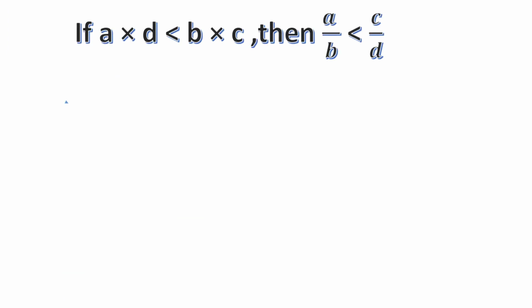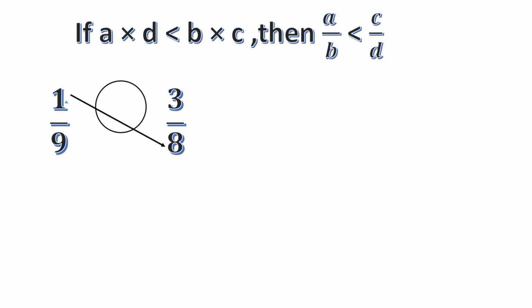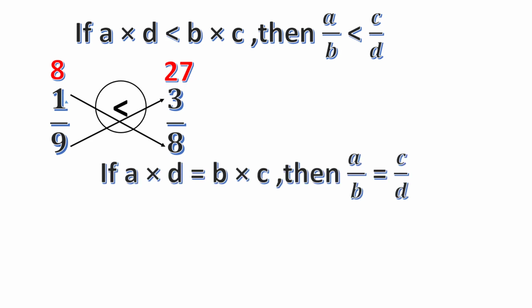If a times d is less than b times c, so we write less than between the two fractions. For example, 1 over 9 and 3 over 8. To compare between them, just cross multiplication or cross products. 1 times 8 equals 8 and 9 times 3 equals 27. So what is the relation between 8 and 27? We can compare between them. 8 is less than 27. So 1 over 9 is less than 3 over 8.